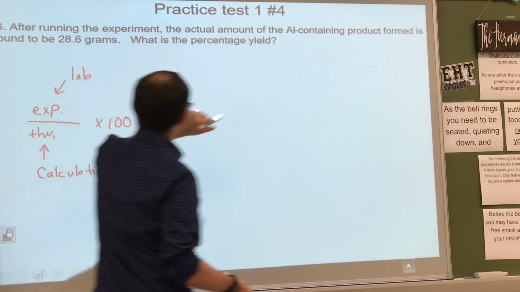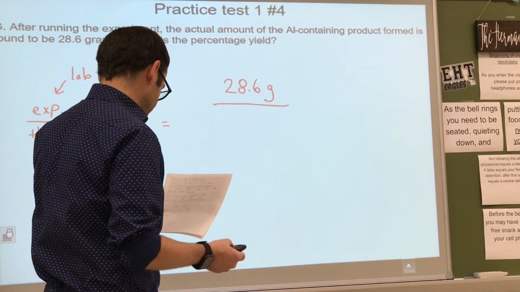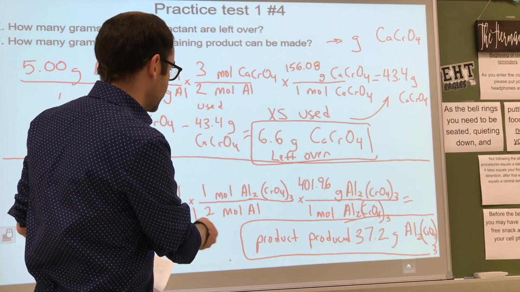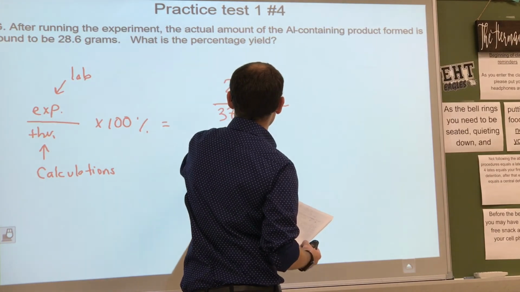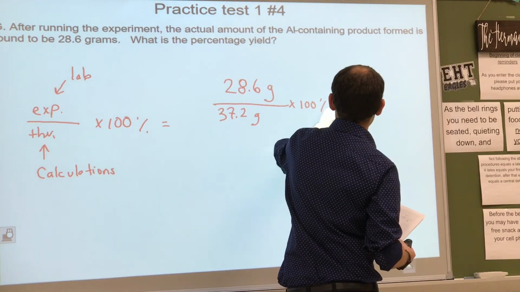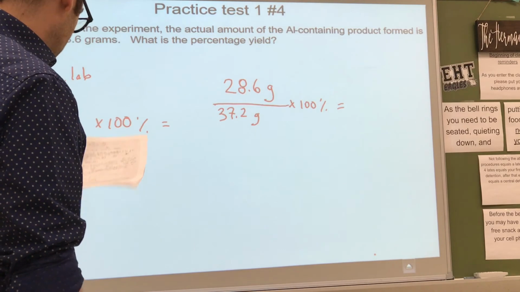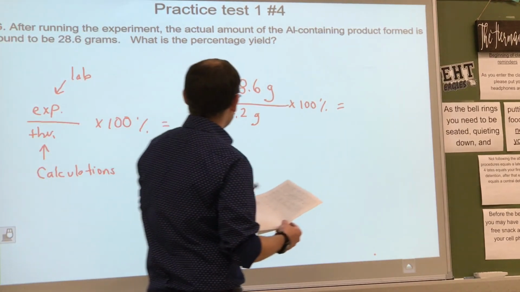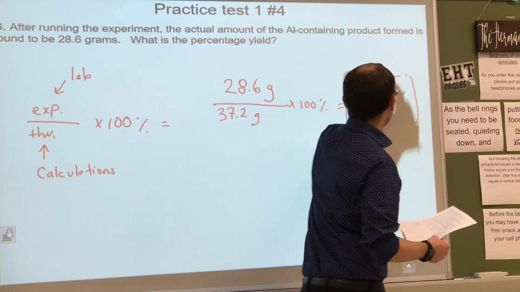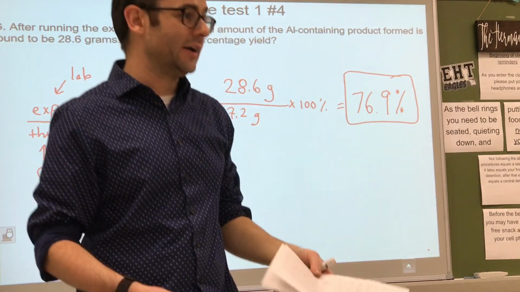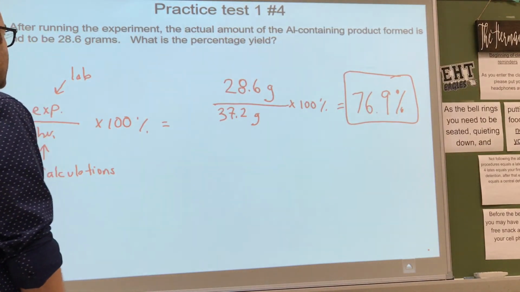Okay, so from the lab they said it was 28.6 grams. From our calculation, and you're getting this from here, the amount of product produced should have been 37.2 grams. So not a great job, but okay. Figure out our percent. All right, so we divide 28.6 divided by 37.2 times 100, and we should get 76.9%. Which is like a C, right? That's okay. It's not terrible. But we wanted 100, right? So that's how you come up with percent yield.